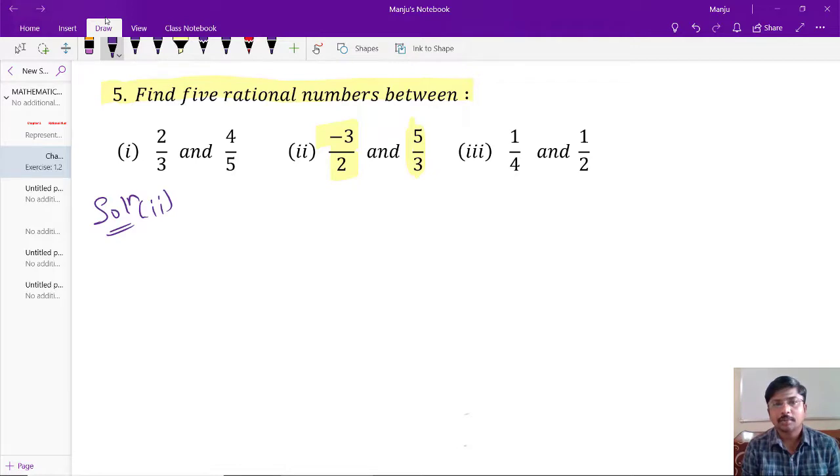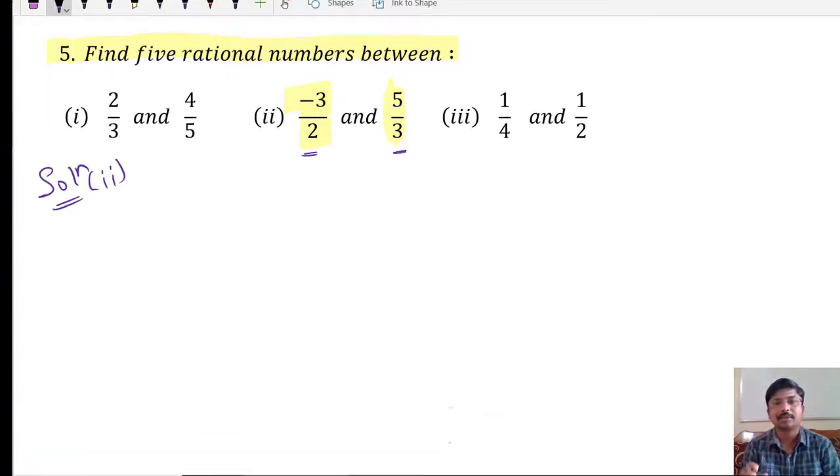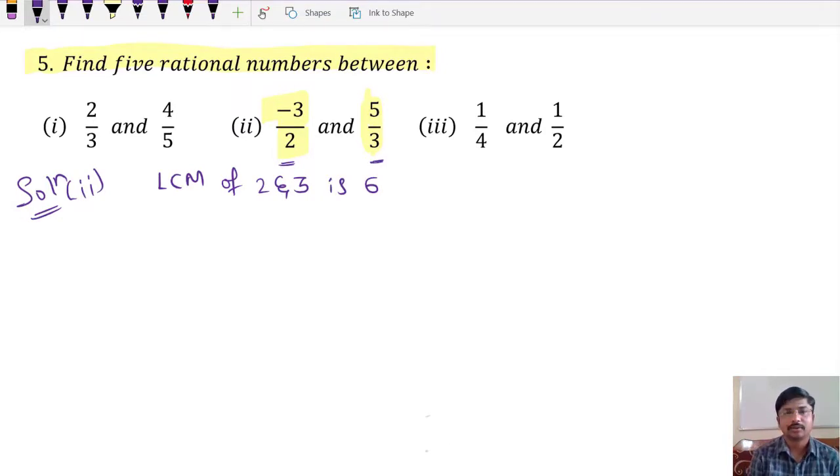If you look at the denominators of the two rational numbers, that is minus 3 by 2 and 5 by 3, the denominators are different. For that reason, we convert them into rational numbers with the same denominator. We will take the LCM of 2 and 3, that is 6. Minus 3 by 2, multiply numerator and denominator with 3. What will we get here? Minus 9 by 6.